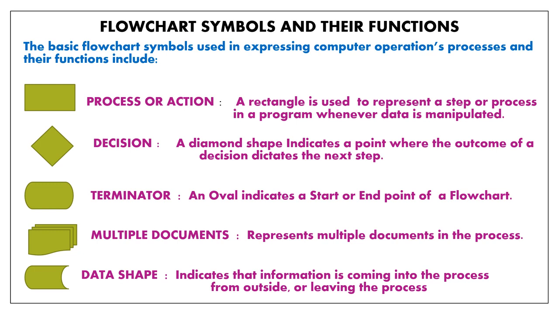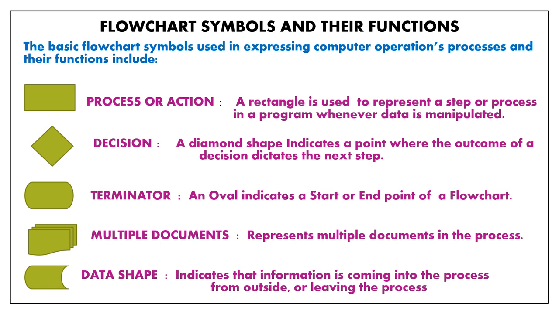We all know that the rectangle shape is used to represent a step or process in a program whenever data is manipulated. What do you do when you're manipulating data? It means you are trying to perform some actions or a process on the data. For instance, I have keyed in my students' scores in the computer, and I want the computer to process the scores to give me a total of the student's grade. Now, what I'm doing at that point is a process. What will I use to represent that process in a flowchart is a rectangular shape called process or action.